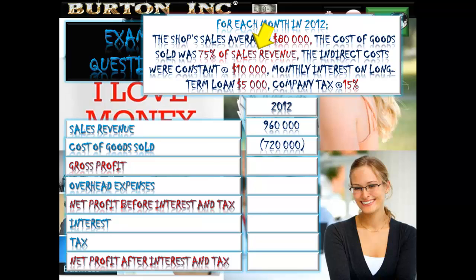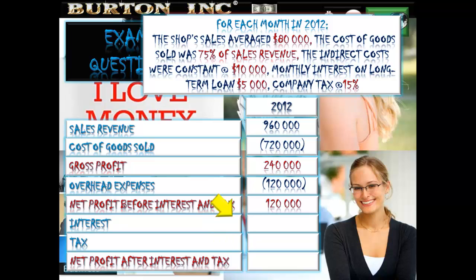Gross profit, sales revenue less cost of goods sold, 960 minus 720. 240k is our gross profit. Overhead expenses, let's have a look up the top here. Indirect costs, they're trying to change terminology a little bit. We're not fooled. Indirect costs, we know that's the same as overhead expenses. 10,000 a month, 10,000 times 12, 12 months in a year, 120,000. Subtract that from our gross profit and we've got our net profit before interest and tax, 120k.